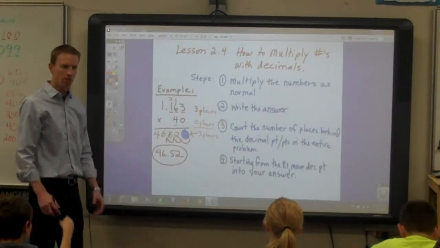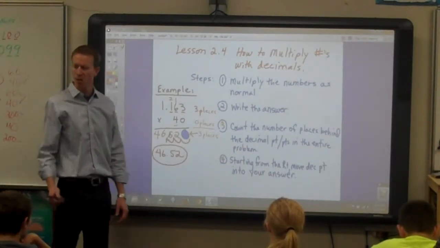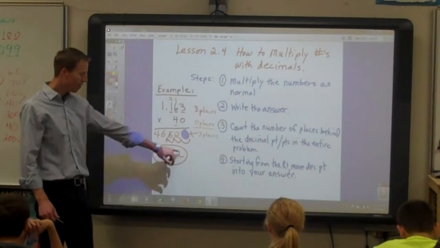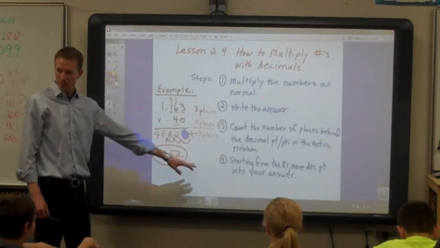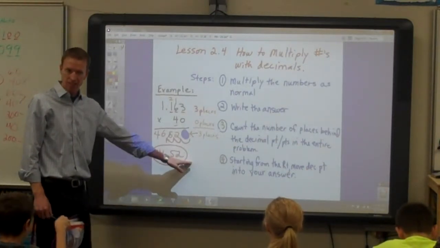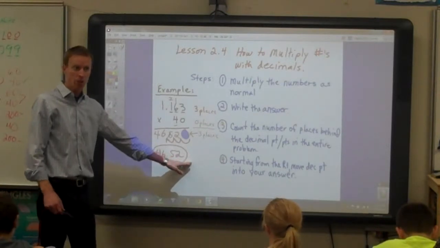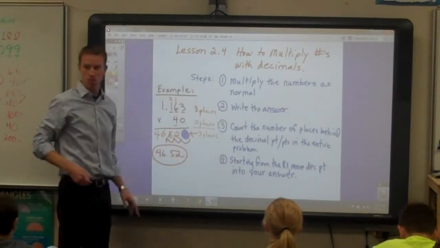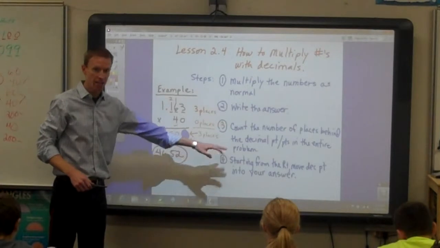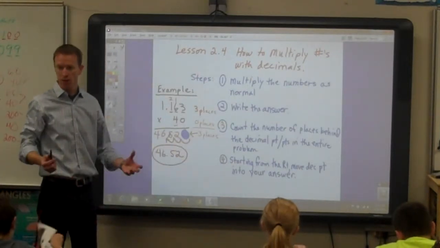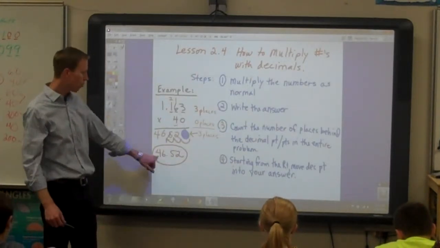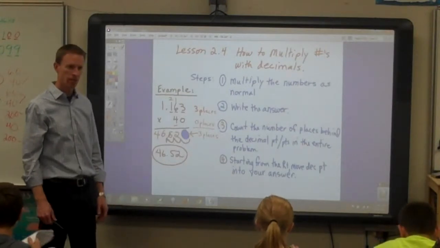What happened to the 0? Noah? Right, right. We don't need it there to hold the place, and it doesn't have any value if that 0 is just to the right of the decimal point on the end of the number, and so we don't need it. This is 46 and 52 hundredths.